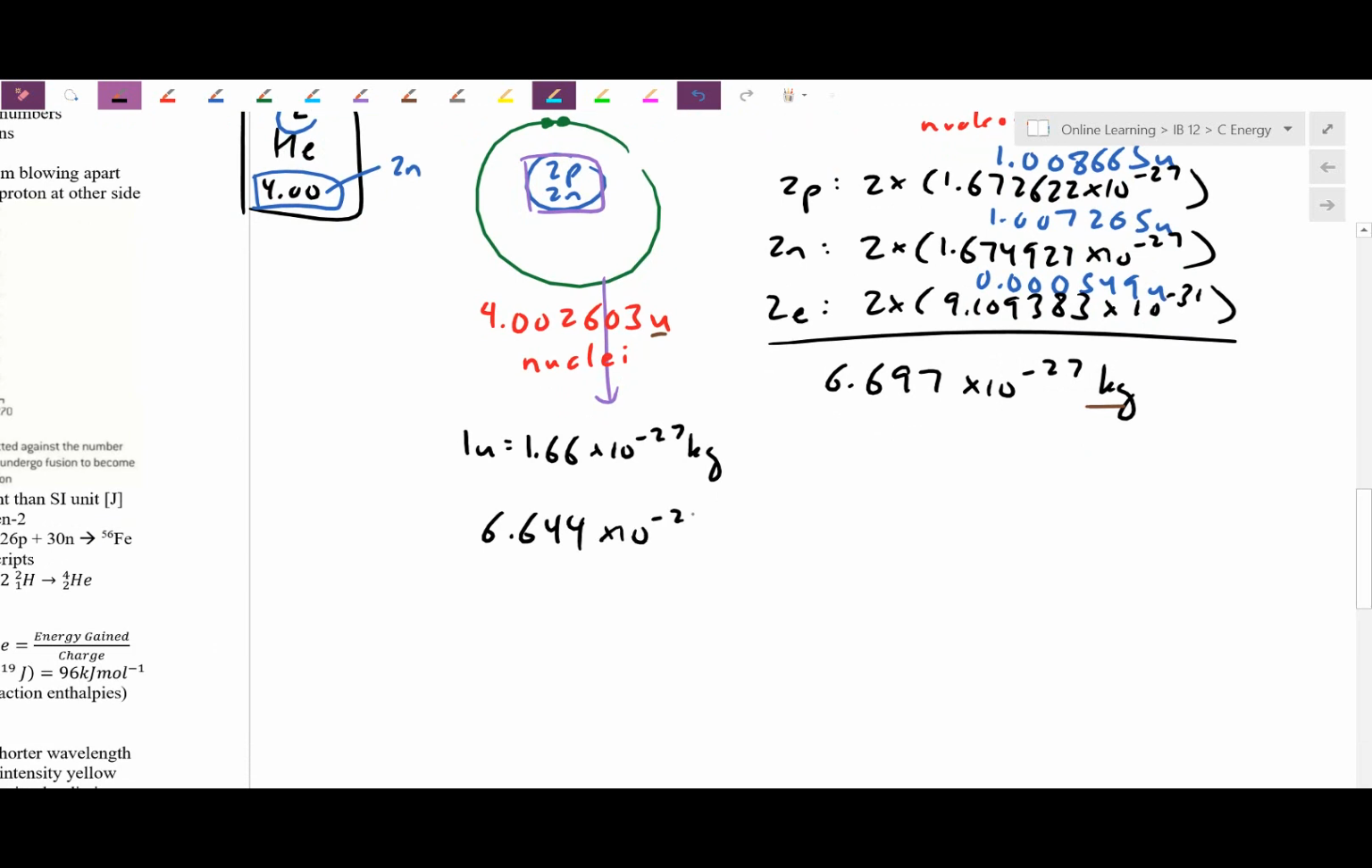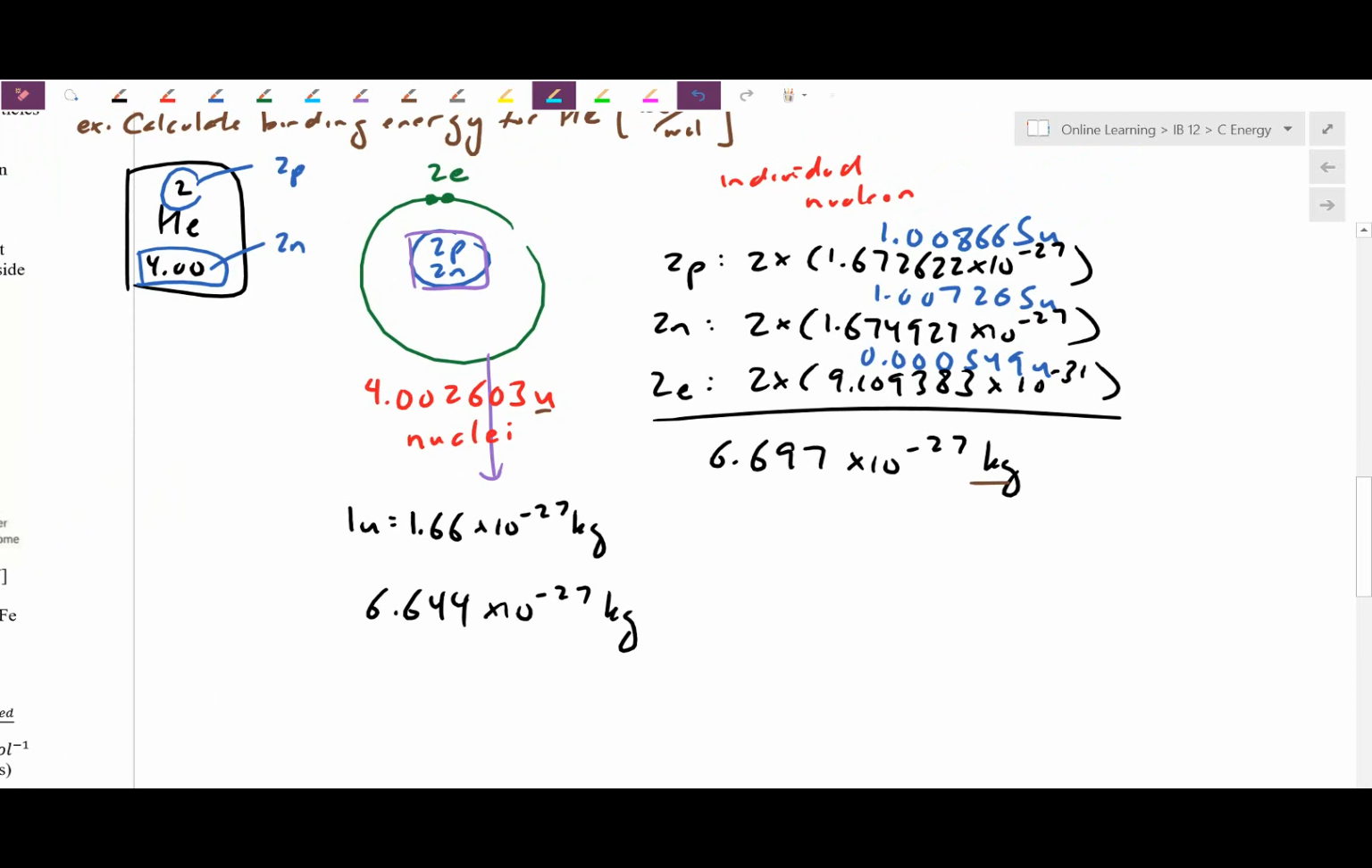This is now 6.644 times 10 to the negative 27. Finally, I now have the units in the same unit, so therefore I can make a comparison. You can try it again. If I were given these numbers again, the 1.008, 1.007, and the 0.00549, you can try it out here.